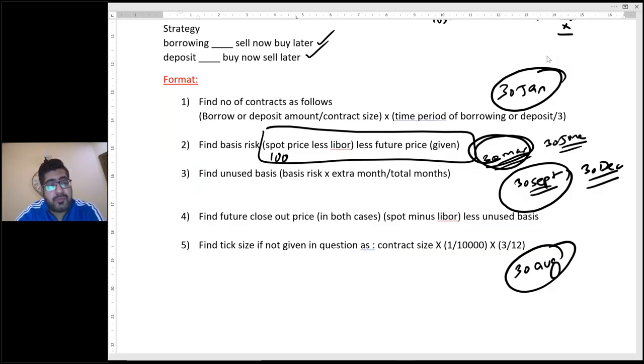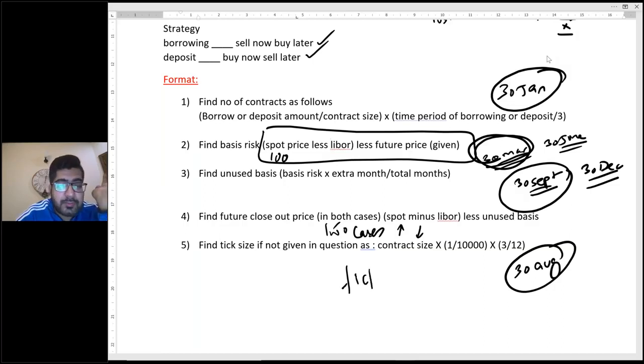Then you need to find in step 4 the future closeout price in both cases. There will be 2 cases in the exam. Interest rates are increasing, interest rates are decreasing. So you need to find future closeout price in both cases. Spot minus LIBOR plus unused basis. And then in step 5, you find the tick size if not given. It's contract size into 1 over 10,000 into 3 over 2.